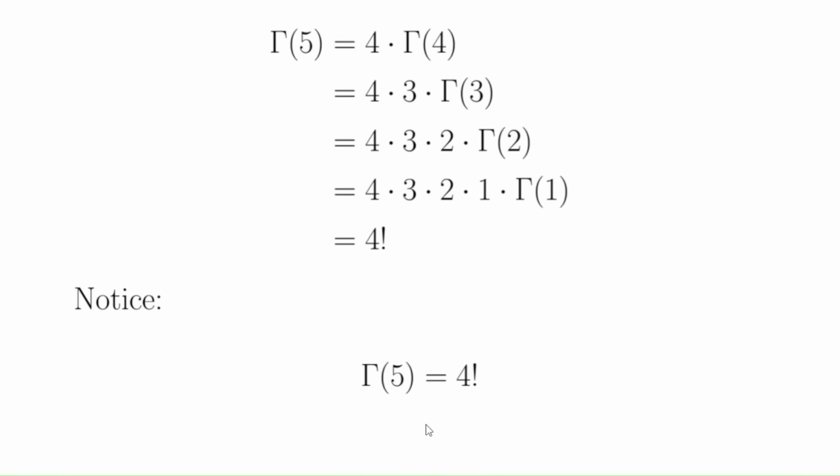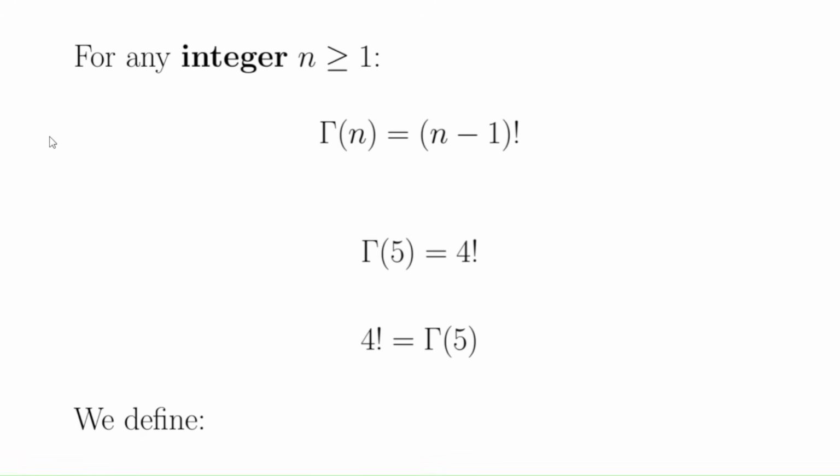And you could do this for any positive integer. For example, gamma of 9 would be 8 factorial. And I've written this down. For any integer n greater than or equal to 1, gamma of n is n minus 1 factorial. So gamma of 5 was 4 factorial. And another way of writing this is that 4 factorial is gamma of 5.